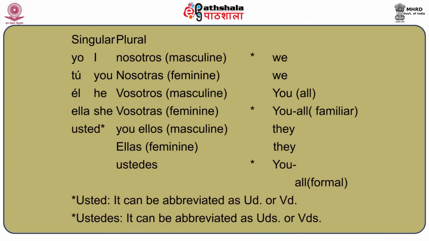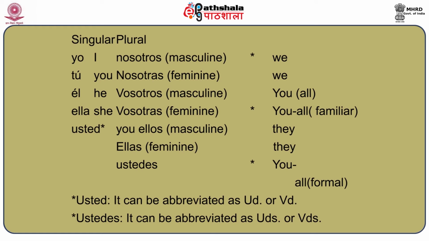So as you can see here, in singular, we have the subject pronouns I, that is yo, you, that is tú, he, that is él, she, that is ella, usted, which is a formal you. And in plural, in first person plural, we have we, that is nosotros or nosotras, vosotros, that is you all or more than one person, and vosotras, and for they we have ellos, ellas, and for you all formal we have ustedes.